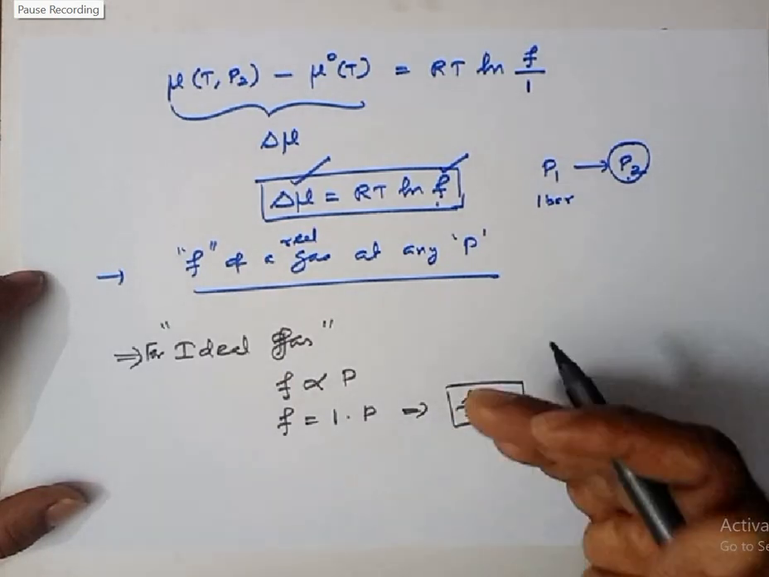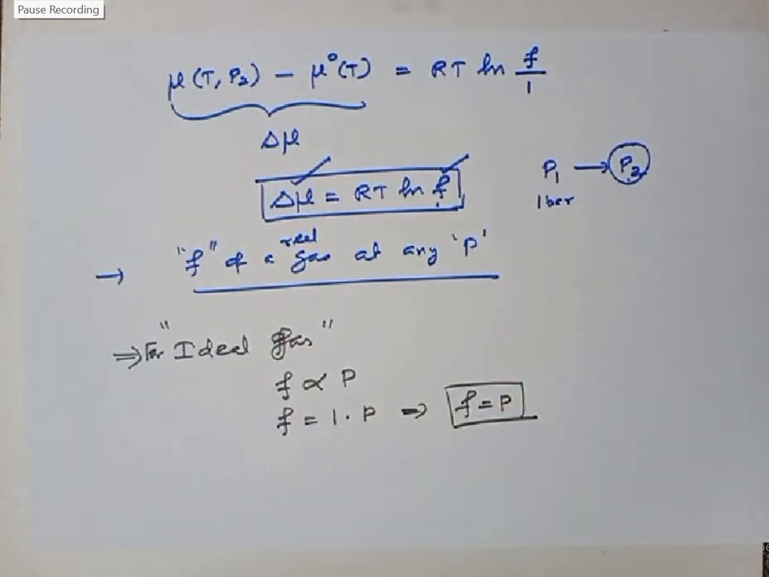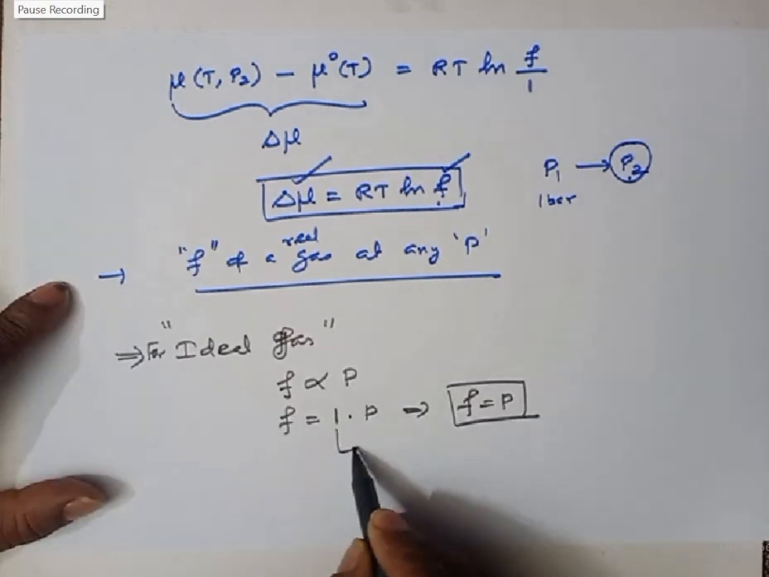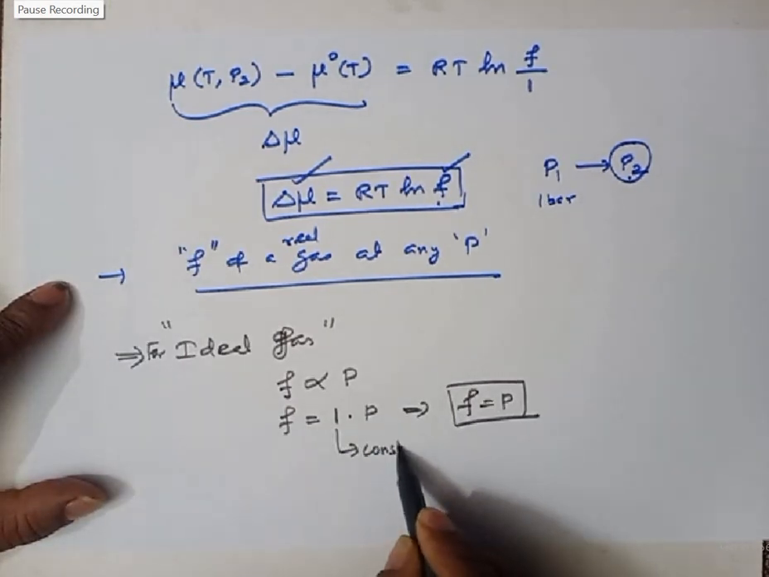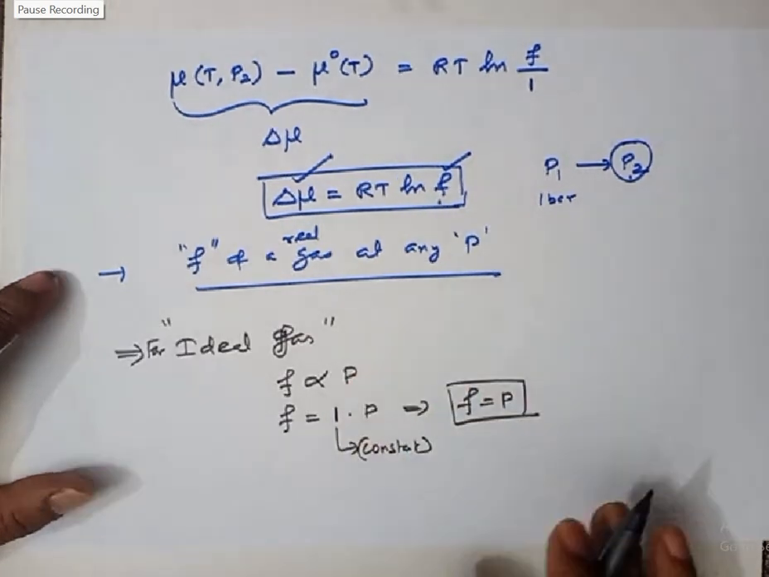You fugacity ku badila pressure use pannalam, ideal gas ku. Okay, take note. Because proportionality constant is 1. 1 under the constant dane. Proportionality constant is a constant. Yes, 1 also constant. Right, take note.